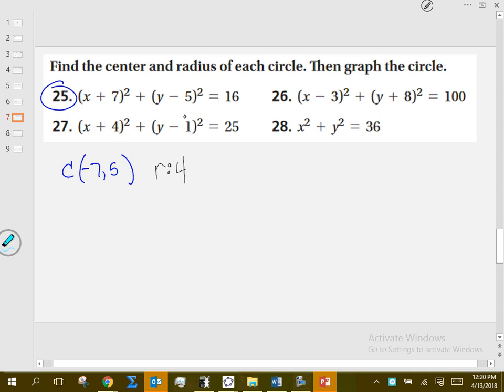Okay. What if I look at 26? What is the center for 26 going to be? 3, -8. And what is the radius going to be? Okay. What about 27? What's the center going to be?